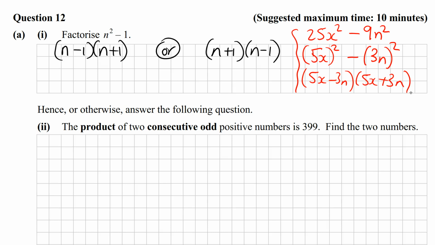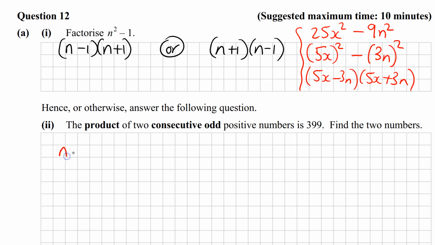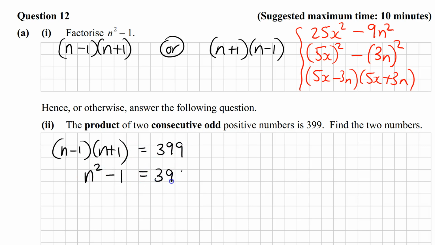So all I need to do now is go that n minus 1 by n plus 1 must be equal to 399. Now I know that that's equal to n squared minus 1 because I just did that a second ago. So basically that's my first number and that's my second number. Okay. Now what can I do next? N squared minus 1 equals 399. Because I only have a single variable, we'll try and isolate it.